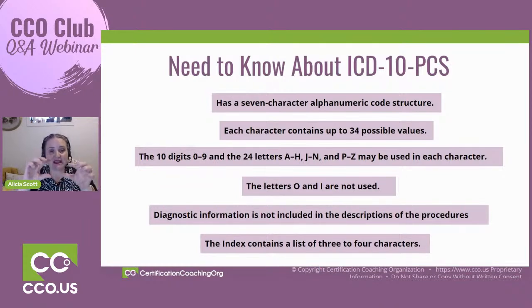But think of each one of the spaces that are available in the 7 characters as a block, and that block turns, it's multi-axial, and will turn to whatever values are applicable that you need to build the code set. Now, there are 10 digits, 0 through 9, and 24 letters, which is A through H and J through N and P through Z. Now, you can use any of those characters when they're applicable, when they're defining their description.